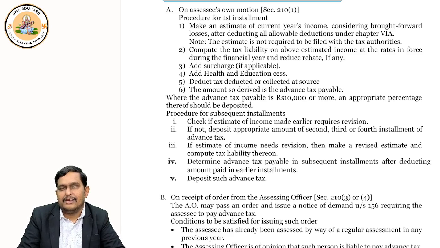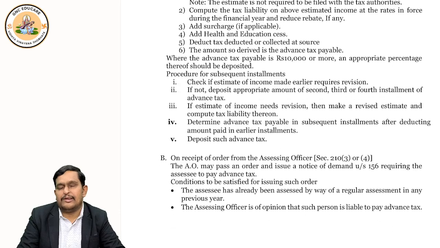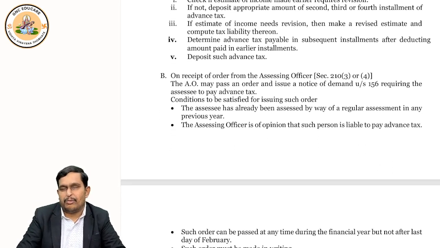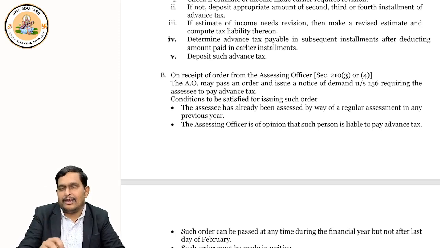Okay. But suppose the assessee did not compute the advance tax, but the assessing officer computed the advance tax. He wants to send you a notice because you are not paying, then he will do it. Suppose you are doing it regularly, promptly, sincerely, then why will the assessing officer get involved? He will not. But you did not do it.